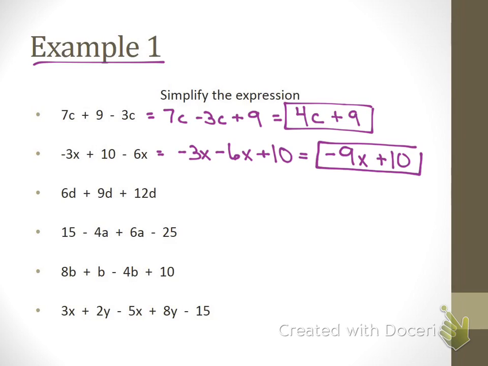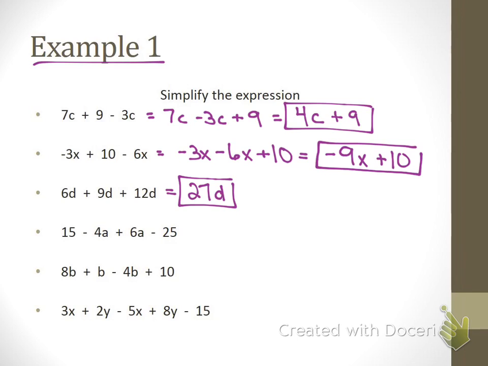Well, look at the next one. What do you see here? They all have the d variable, right? So since they're all like terms, I can just add them together. Go ahead and solve that one. I add them all together and I get 27d. All right, so now on the next one, I want you to again match your like terms together. Group your A terms together and group your numbers together, and then I want you to try to simplify them. And then we'll go over it.